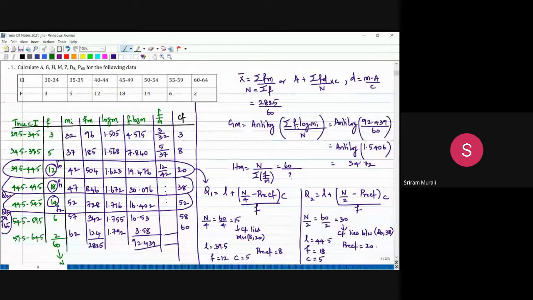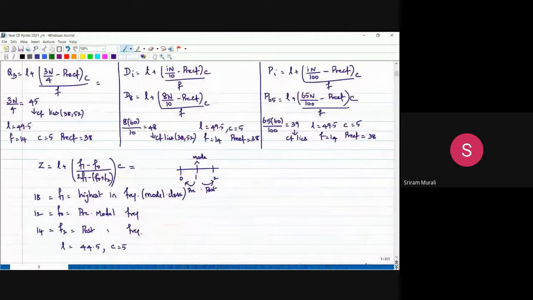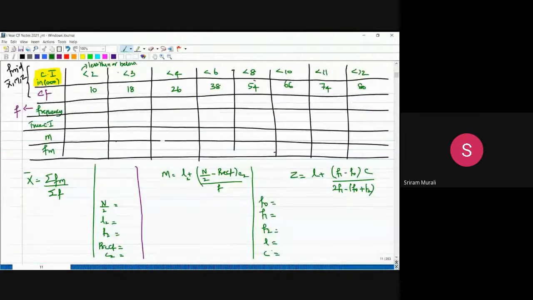Look here. Do you understand? CF will be in ascending order. So I assume this is a CF. Now you find what the frequency is.